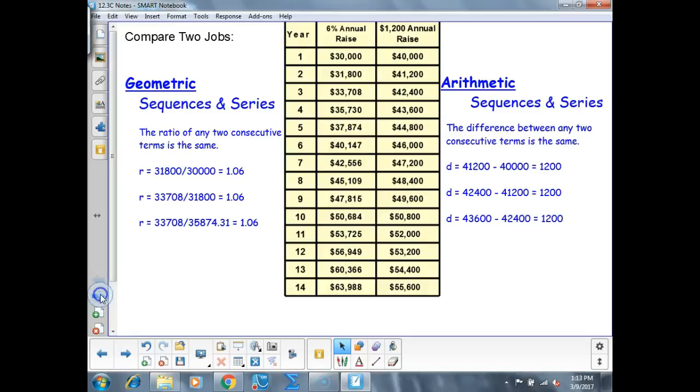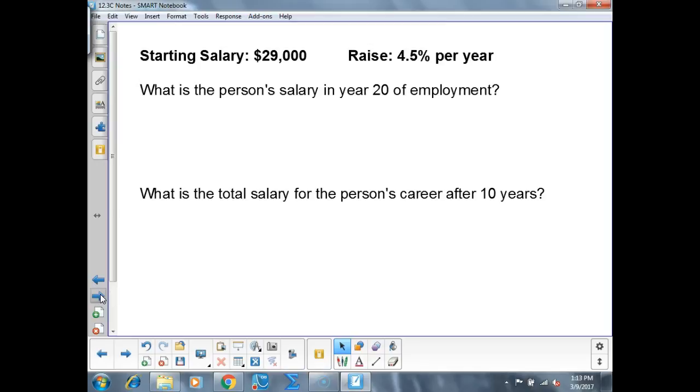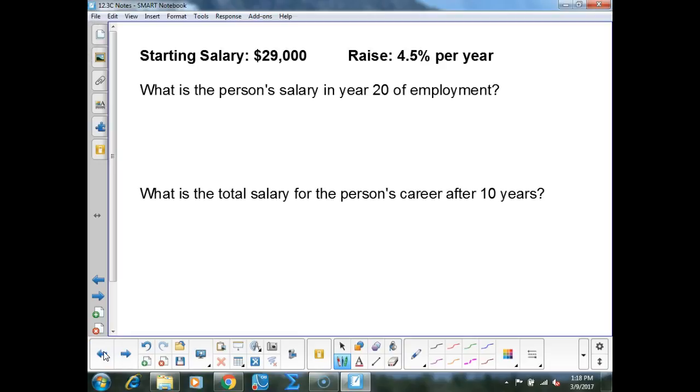Okay, so here we go. Starting salary at the What's It company is $29,000. And the What's It CEO is offering you a 4.5% per year raise. My question to you is, what is your salary in year 20 of employment? And how much total money has What's It paid you over the first 10 years of you being there? Okay? Go for it. What's my R value?